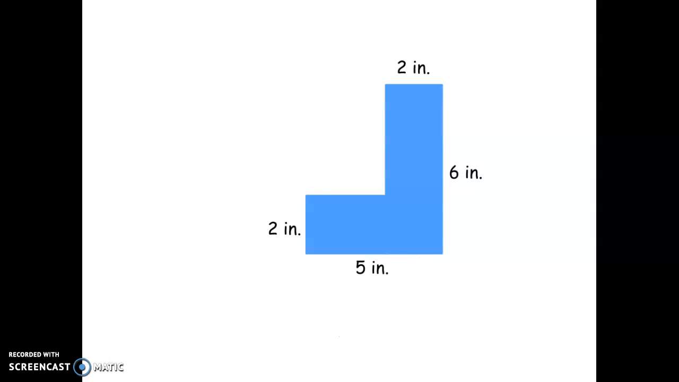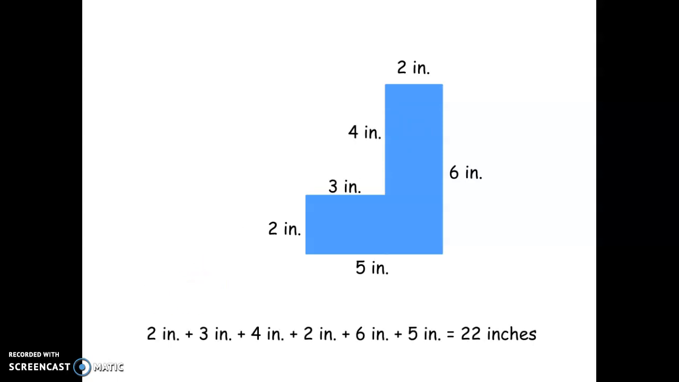All right, mathematicians, here's a nice challenging problem with two unknown sides of a complex polygon. Again, pause the video, solve this on your own, and then hit play and check back to see how you did. If you use the strategies that we've learned before, you knew that this missing length would be 3 inches because it's the 5 inches minus the 2 inches, and this unknown side would equal 4 inches because it's the 6 inches minus the 2 inches. Add all of these lengths up, and you have a total perimeter of 22 inches.